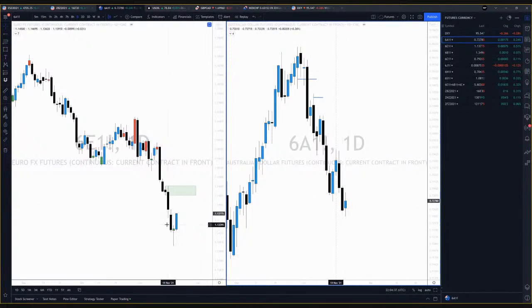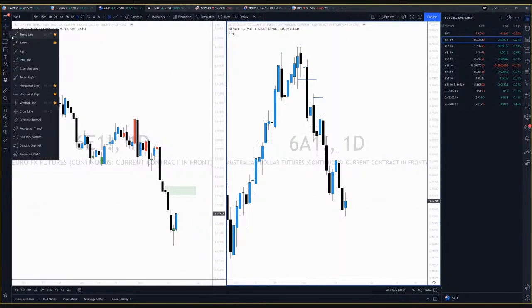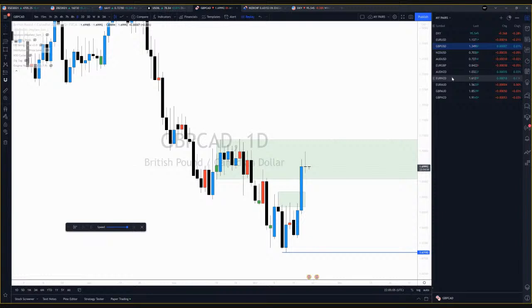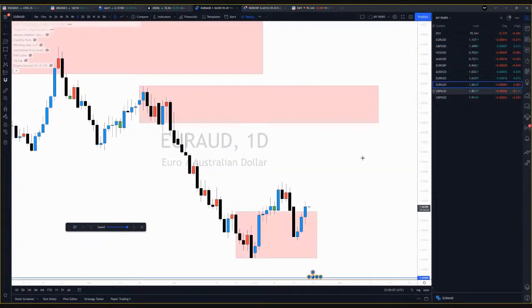See how euro has formed a swing low right there, and this one is yet to form a swing low. So this can travel to there. At the same time, this one hasn't, so we cannot confirm that it's going to come up here. We have to close bullish tomorrow, and this one has already closed bullish. So euro Aussie, now you see why I'm long on this pair.